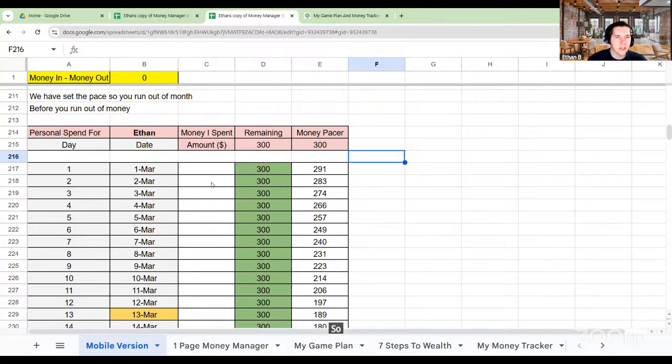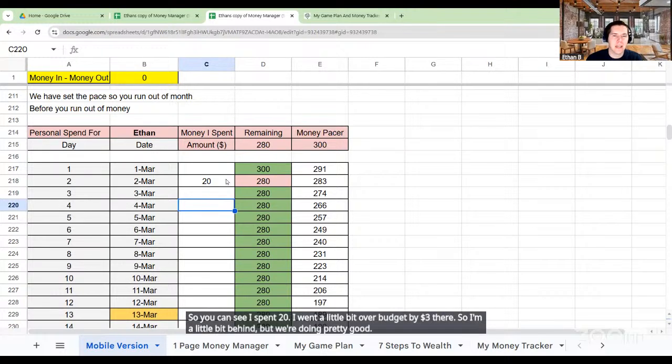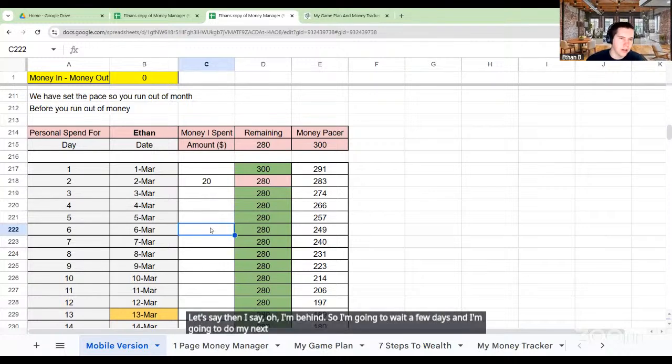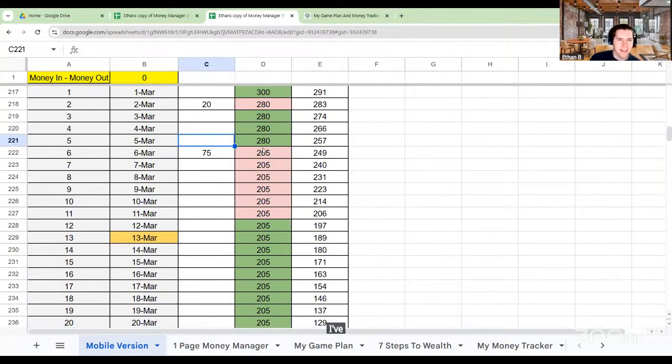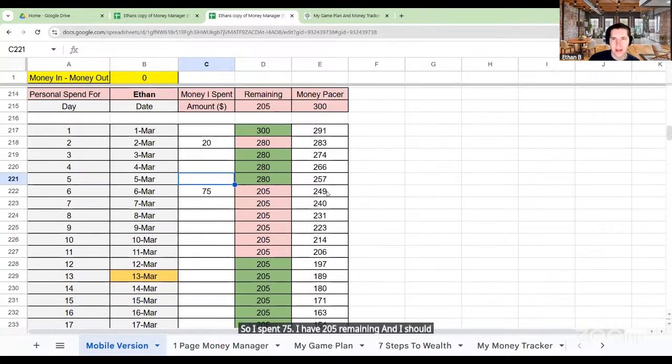So let's say on March 2nd, I went and I bought something for $20. So you can see I spent 20. I went a little bit over budget by $3 there. So I'm a little bit behind, but we're doing pretty good. And let's say then I say, oh, I'm behind, so I'm going to wait a few days and I'm going to do my next purchase on the 6th. So then let's say I had to go and spend $75. We're good again, but I just went red. I've got a few days. I need to slow down. This is going to pace me. So I spent 75. I have 205 remaining, and I should have 249 by this day.